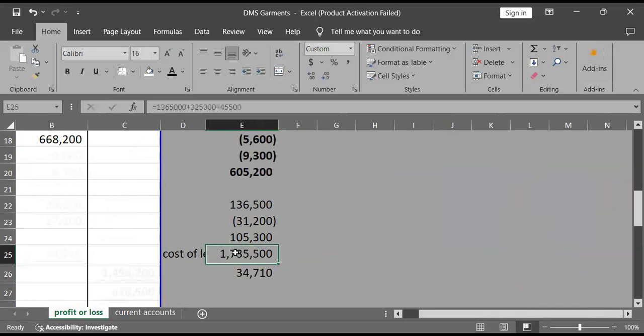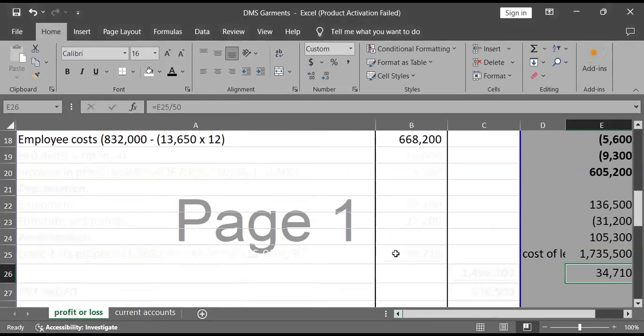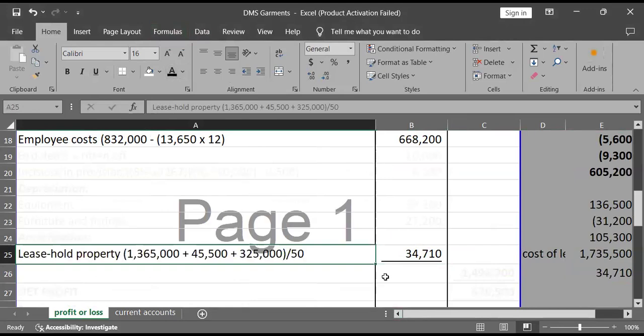So when I add that up, I'll be able to get the cost of the lease. I hope you can see in my formula bar. I'll get the cost of the lease plus the alteration plus the professional fees, which will give me the total value of the lease. And then I'll amortize that over the 50 years that they've told us are the useful years of the lease, which will give me 34,710. And I'm going to show that in my working.